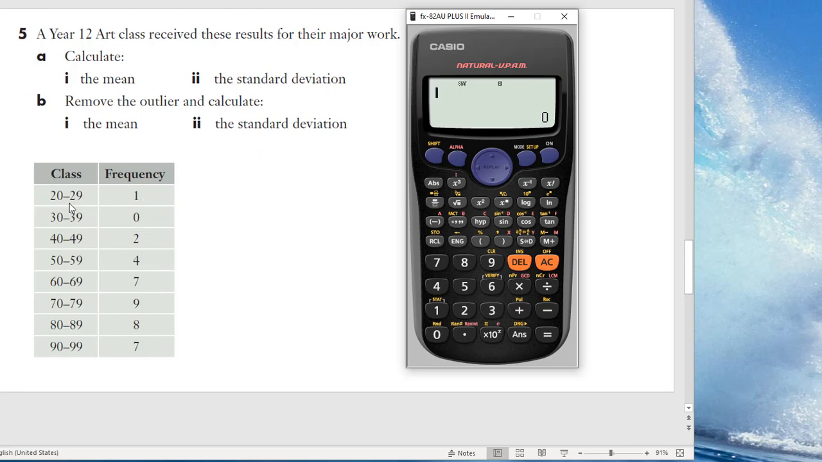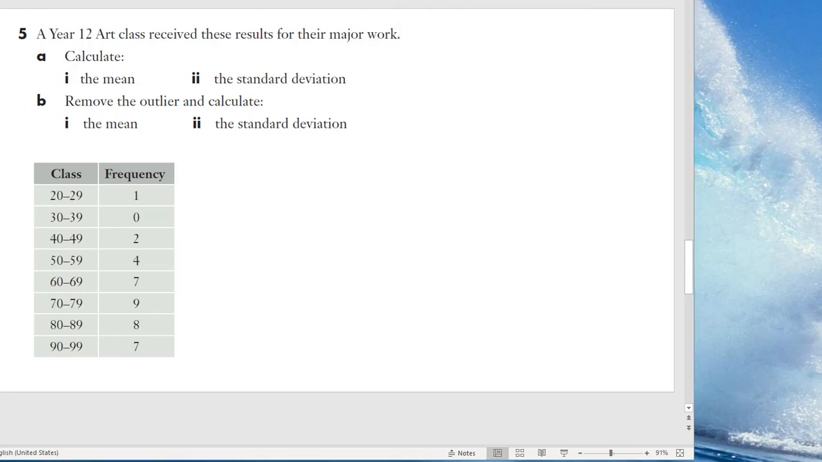Now, to enter classes in, remember you need to type in a class center. To work out the value of a class center, it's simply the average of the 2 endpoints. So here, if we were to find the average, 20 plus 29 is 49, divided by 2 is 24.5. It's nice when the classes are similar in this nature, because your class centers are going to be 34.5, 44.5, 54.5, etc.